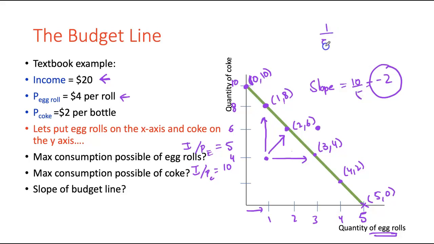Inverse of the slope will give you, for each additional coke, how many egg rolls do you give up? In this case, that would be 1/2. So it's telling you for each additional coke, we must give up half an egg roll. So the trade-off, remember, is exhibited in the downward slope of the budget line.